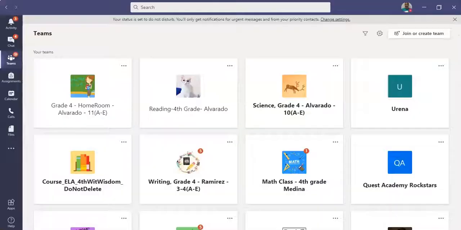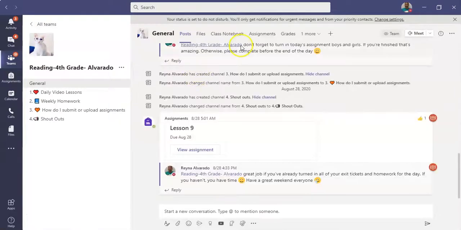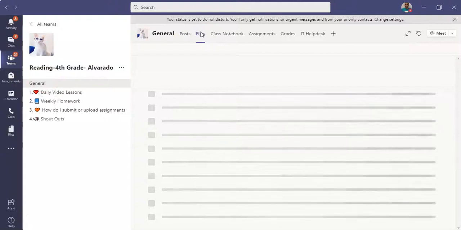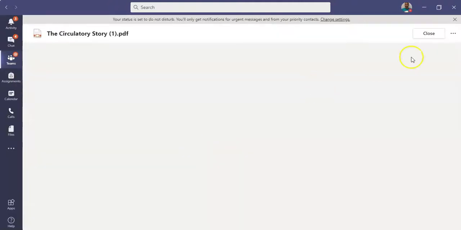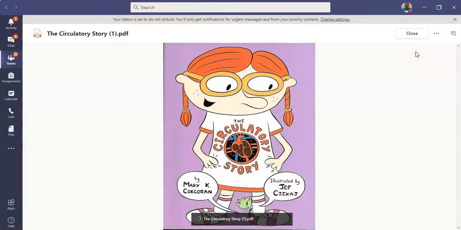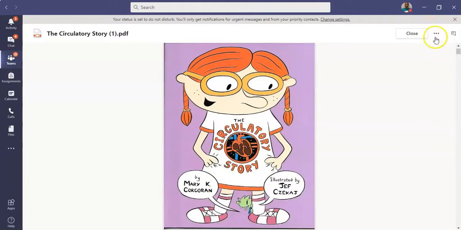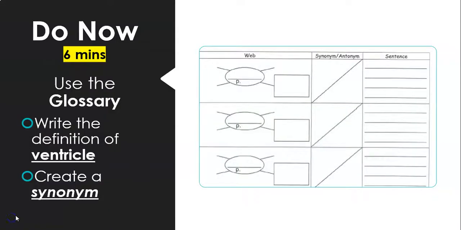Remember, you can always access it through Teams as long as you go through reading class. It's under General and Files, and you could always just click on it. And yes, you could also download it to your computer or to your iPad by clicking on these three little dots and then download. Okay, so go ahead and take out your Do Now.